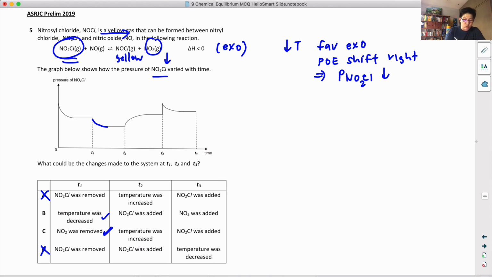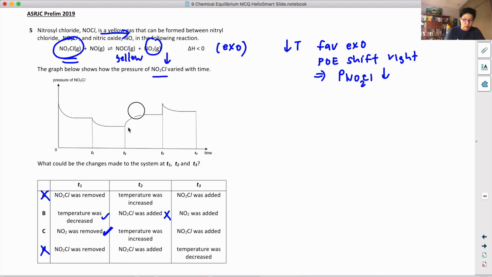Okay, let's look at T2. At T2, you can see the graph goes up like that. I'll say this is wrong already. All right, why? If NO2Cl was added, the graph will have to show it going up. There must be a line that goes up. Okay, it was added, but you don't see that line, which means this is wrong. So that leads us to only one answer, which is C.